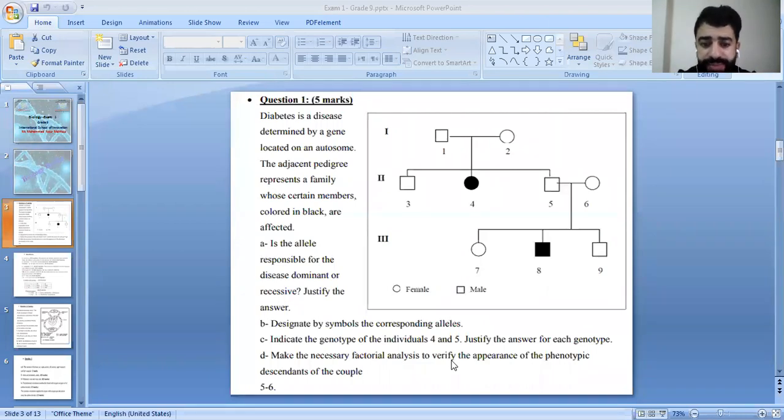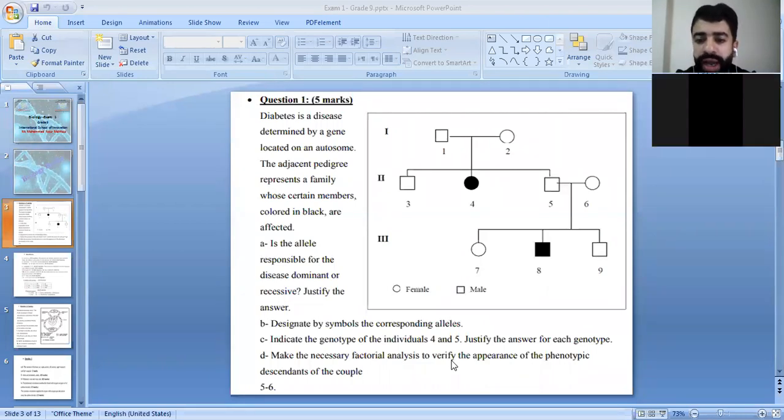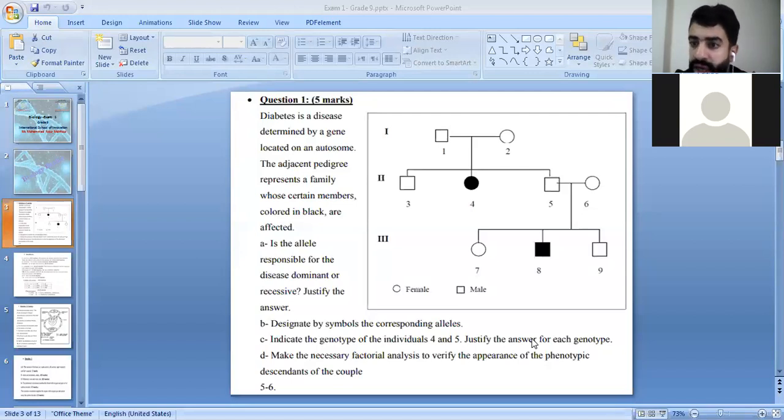Indicate the genotypes of the individuals 4 and 5. Justify your answer for each genotype. You have to indicate the genotype and you have to justify the answer. So indicating the genotype has a mark, justifying the answer has a mark. So you have to write both of them. For example, if genotype and justification is 1 mark, then half is for the justification, half for the answer. So let's start with the individual 4.